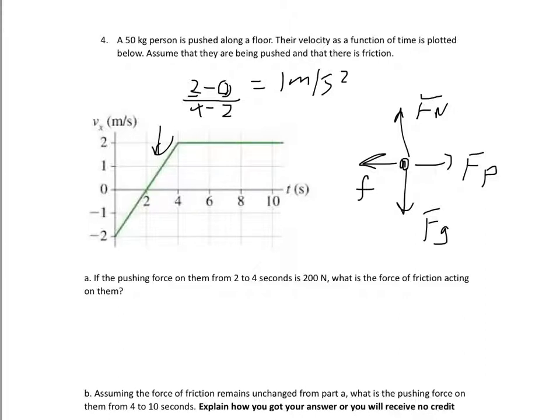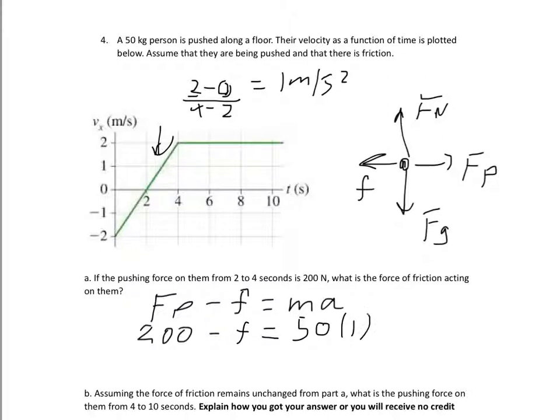So we're going to have force of the push minus the friction equals ma. And it's a 50 kilogram person, so we're going to have 200 newtons. And now we'll go ahead and subtract the friction force, which we don't know what it is. That's what we're going to calculate. And then it's going to be 50 times the acceleration of 1. And that's how we're actually getting the friction force is going to be equal to 150 newtons.